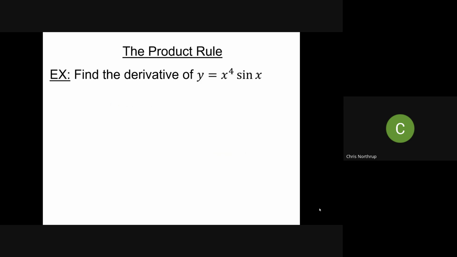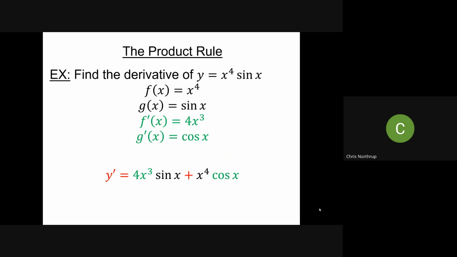So here I have x to the 4 times sine of x. No possible way to rewrite that without a product of functions. So I identify the first function factor and the second one, use my power rule on the first one and the rule for sine on the second one, and then plug right into my formula, f prime g plus fg prime. Looks like I get the following expansion here, and you could factor out some x to certain powers. From here, though, I'm just showing that you can first just apply the formula for the product rule.